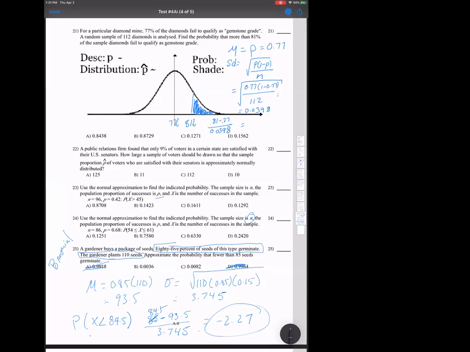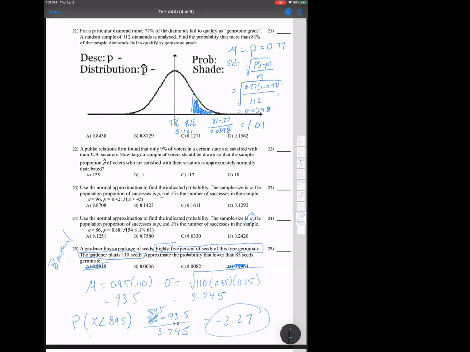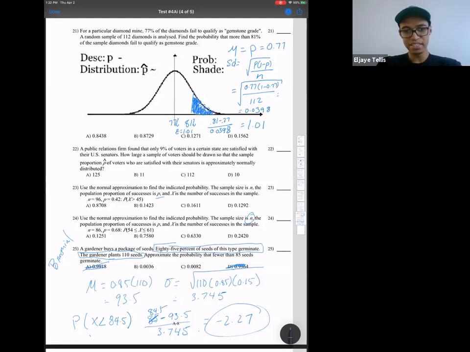0.81 minus 0.77 divided by 0.0398 equals 1.01. Again, you take that z-score to 2 decimal places. So therefore, the z-score is 1.01, and that's what you look up in the table. But you have to remember to subtract the answer you get from 1, since I'm greater than, above the line right here.